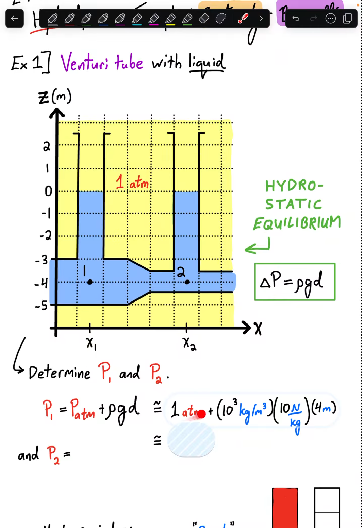So that'll be 1 atmosphere for the atmospheric pressure up here, and then add to that the density of water, which is about 1,000 kilograms per cubic meter. And we're going to use approximate values here. So for little g, we use about 10 newtons per kilogram, and our depth is 4 meters. We'll need to do some unit conversions here, so these are all in SI units. That's going to come out to 10 to the 4th times 4, so 40,000 newtons per square meter.